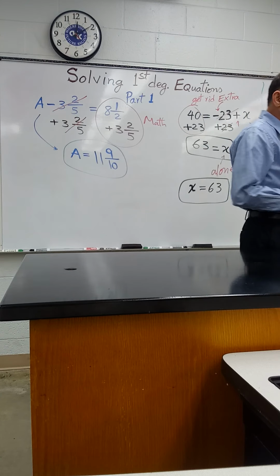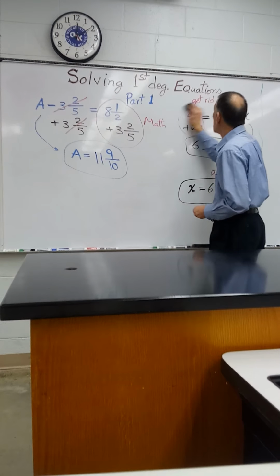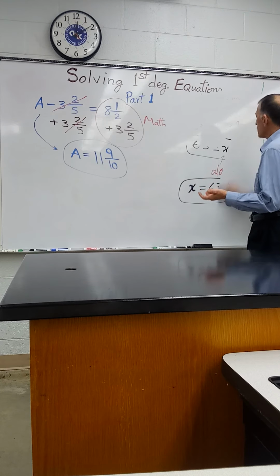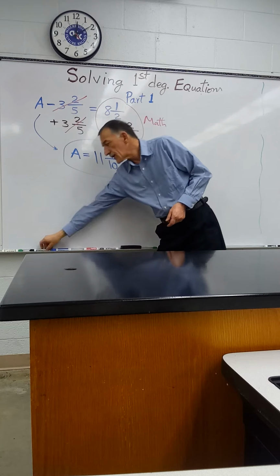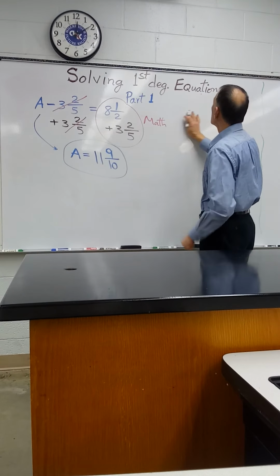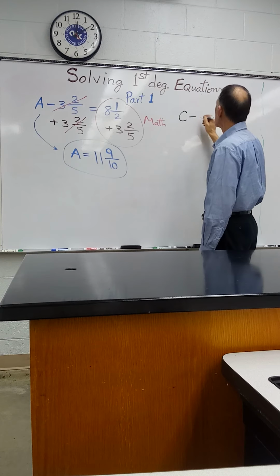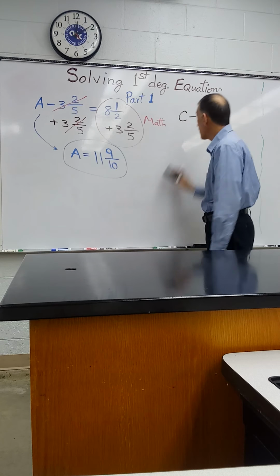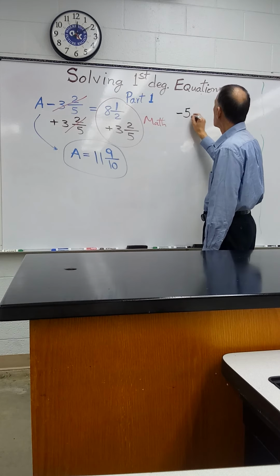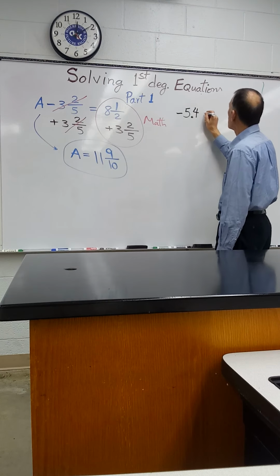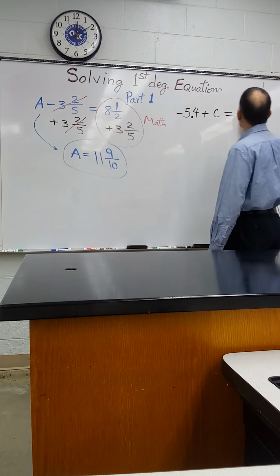All right, let's do one with the decimal, and with the decimal, you could have all kinds of situations. So, for example, let's say we have C plus or minus. Well, let's do it this way now. Let's do a minus 5.4 plus C is equal to a negative 9.